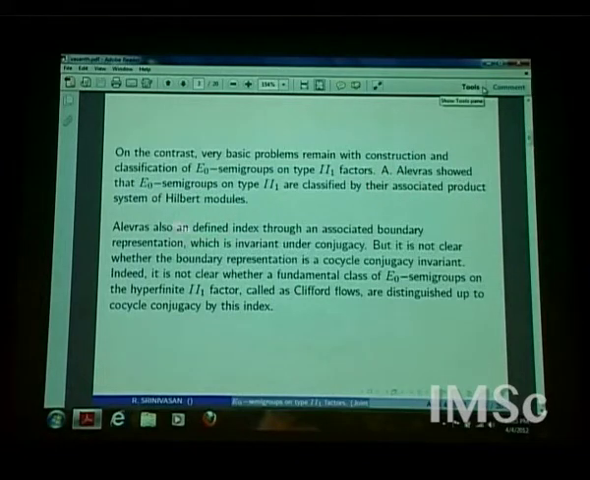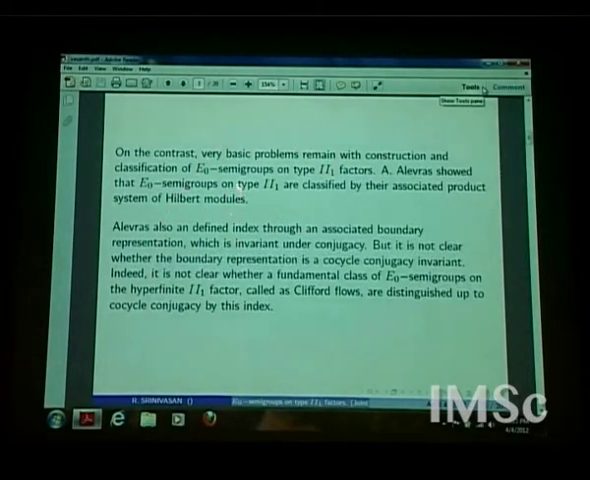He proved a theorem that the E0 semigroups on type II_1 factors are classified by their associated product system of Hilbert modules, an analog of Srinivasan's result. It's not exactly an analog of Srinivasan's result; Srinivasan's result is much deeper. There, he defines a product system abstractly and shows that there is always an E0 semigroup associated with the product system of Hilbert spaces. Here it's not like that.